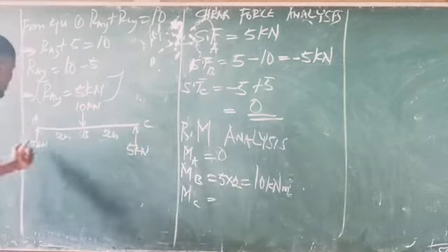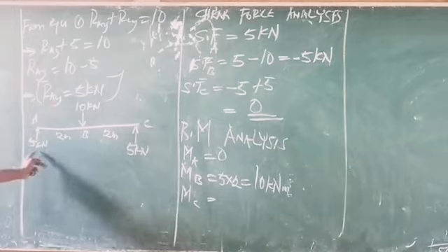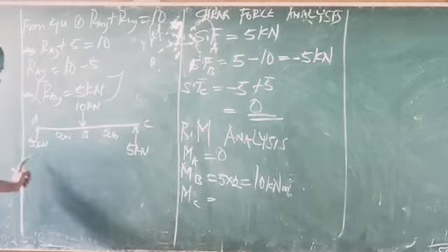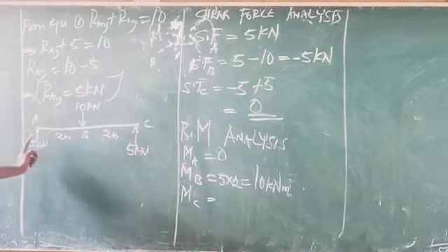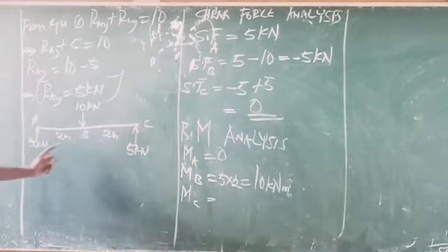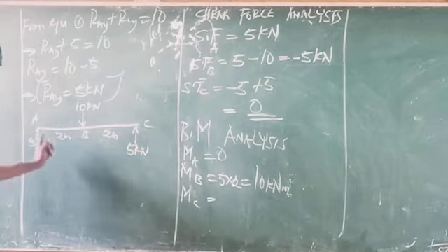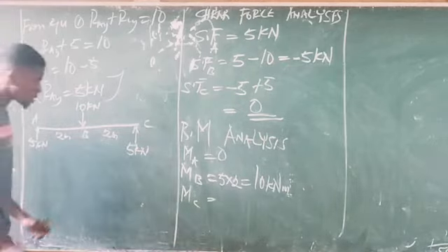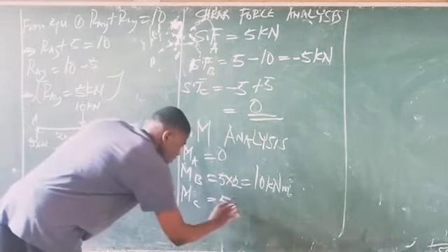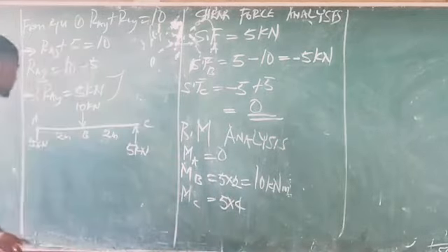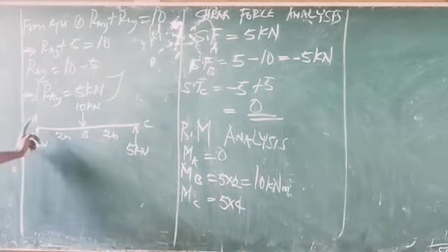The first force is the moment of force, the 5 kilonewtons force about point C. Since it's upward, take it as positive. So the moment of this force about point C is simply 5 times the distance it takes to get to point C. And that distance is what? 2 plus 2, which is 4. Alright, so we have 5 times 4. Positive because this force is upwards.